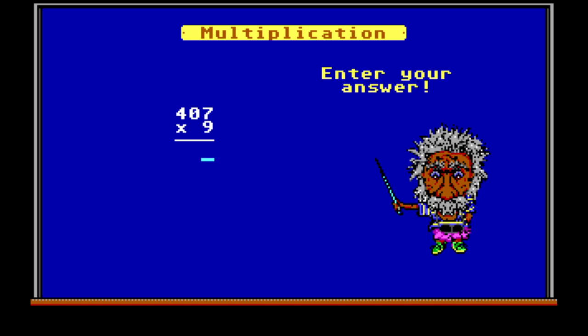Now this is what I was trying to pull off on the fly last night under the constraint of time. So 407 times 9. Easy way to do that: 407 times 10, 4070. Then subtract 407, which would leave you with 3663.